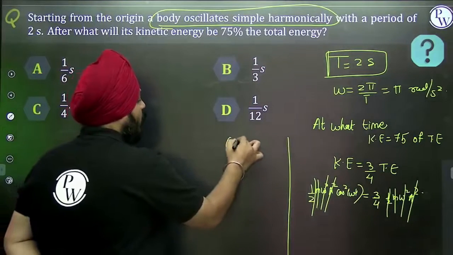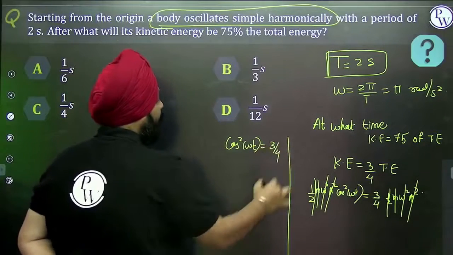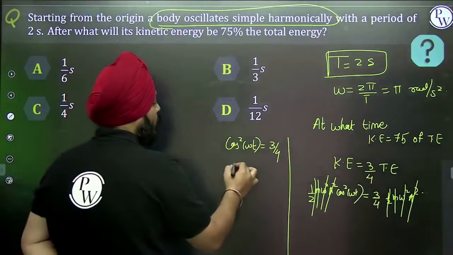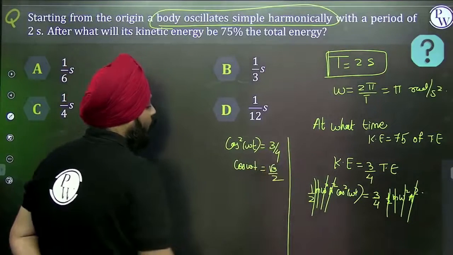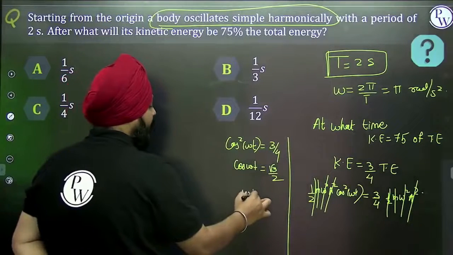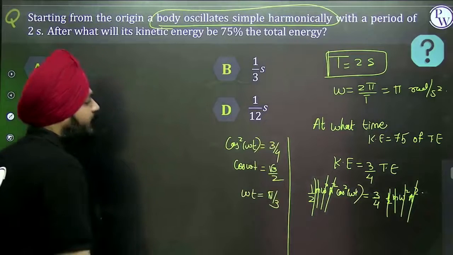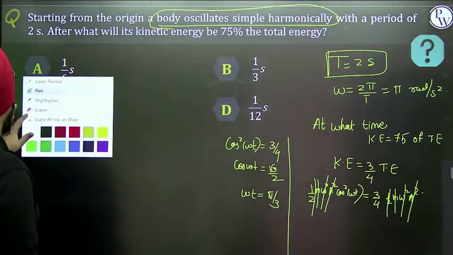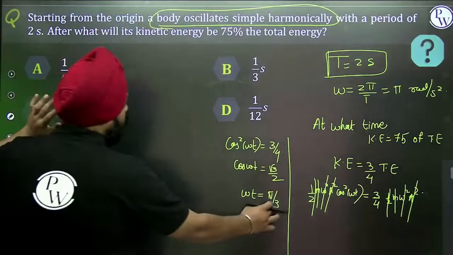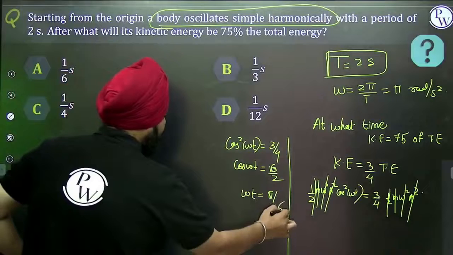So we are getting cos square of omega t equivalent to 3/4, right? So cos of omega t will be equal to √3/2. So omega t we are going to get pi by 3. Okay, I'm sorry, not pi by 3, it's √3/2 now, so it's pi by 6. So we are going to get it as pi by 6.